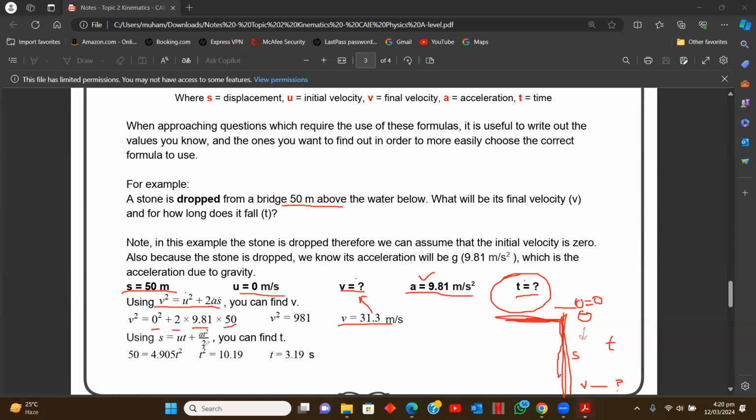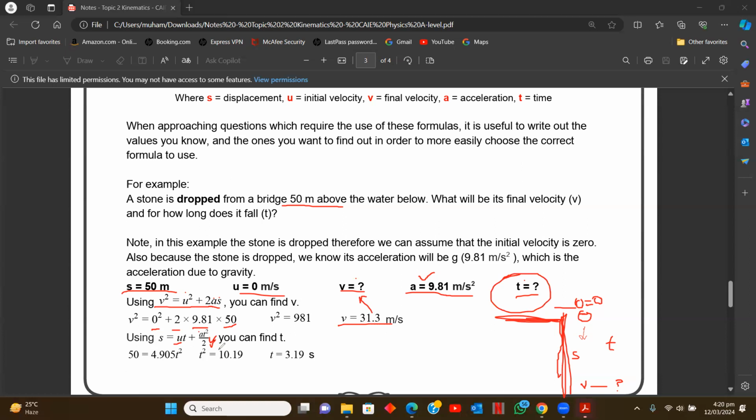अच्छा, अब ये एक और, this is something that you can note over here, that this equation ut plus half at square is generally used whenever the questions talk about falling objects. आपको ये चीज खुद देखने को मिलेगी जब भी falling objects questions आएंगे, this equation will really help you. Because this equation doesn't need anything at all. U अक्सर zero होता है falling में. Acceleration 9.81 होती है. It's just S and T. So this is why this equation is really helpful for falling objects.